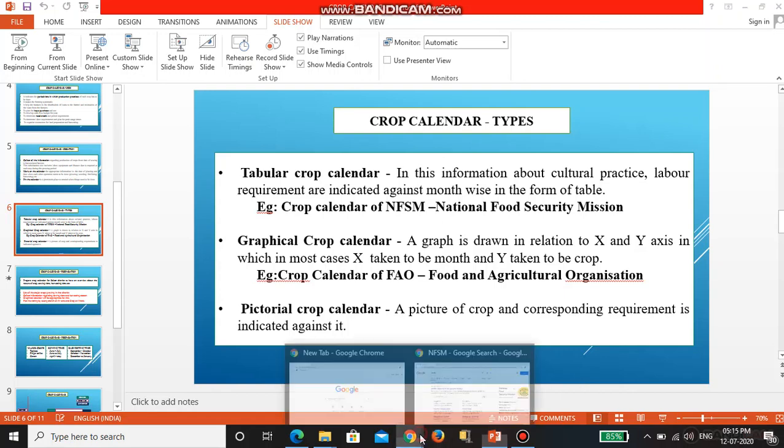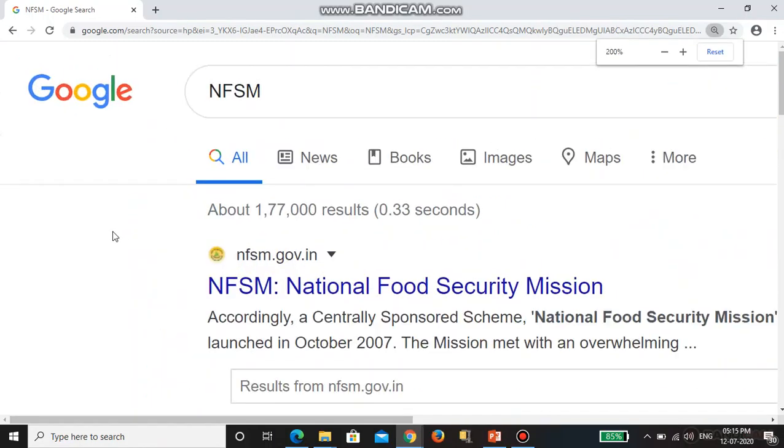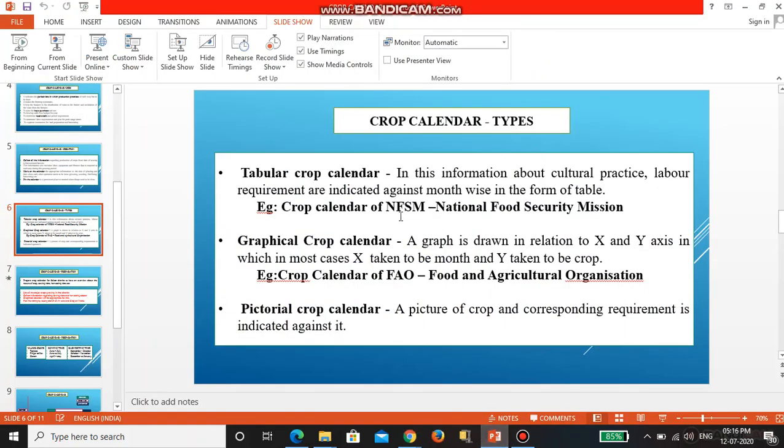I told you about the crop calendar by NFSM, the National Food Security Mission. They have a crop calendar in tabular form. We will see that one.